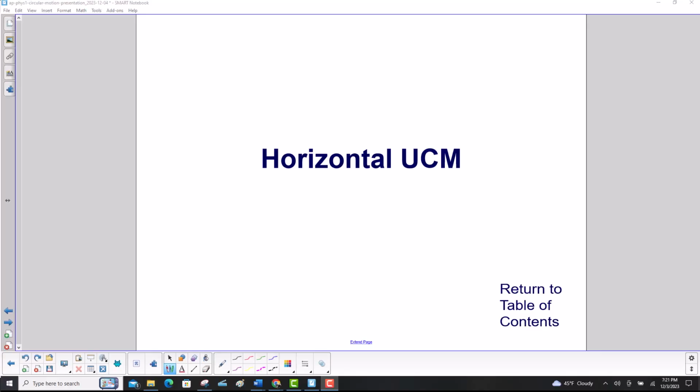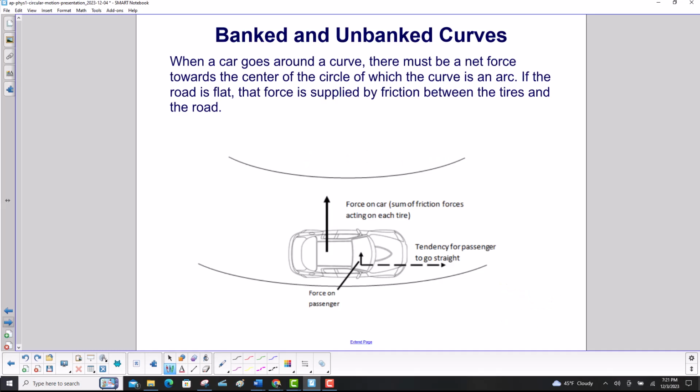Horizontal uniform circular motion. When a car goes around a curve, there must be a net force towards the center of the circle of which the curve is an arc. If the road is flat, that force is supplied by friction between the tires and the road. So here we have the force on the car. Some of the friction force is acting on each tire.